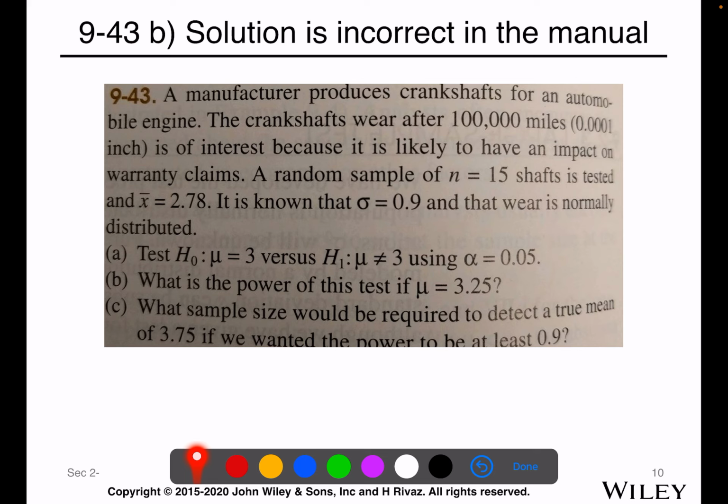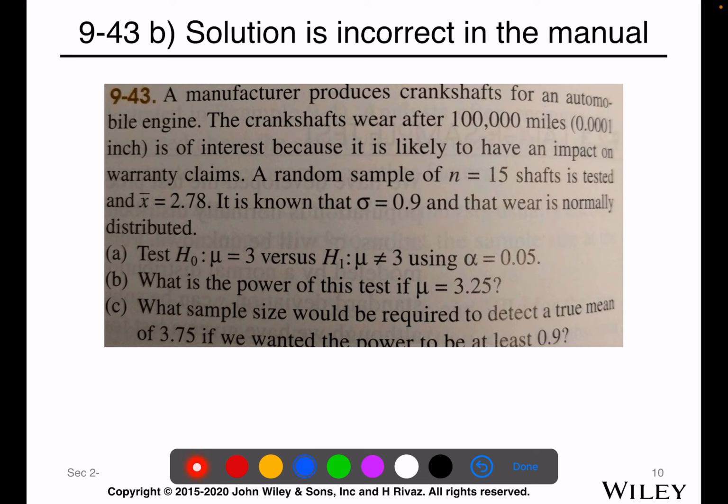So should we use the normal distribution or the t distribution? Normal, right? Because we have sigma, right? Whenever you have sigma, use the normal distribution, regardless of how many samples you have, right? So the null hypothesis is mu is equal to 3 versus mu is not 3, right?